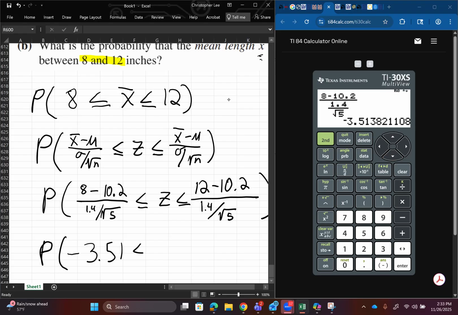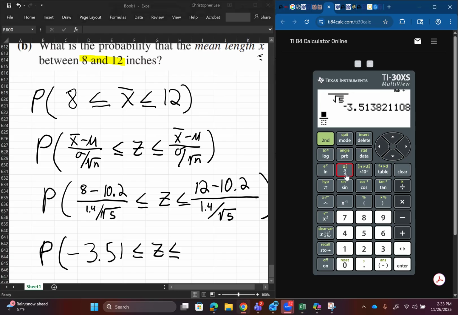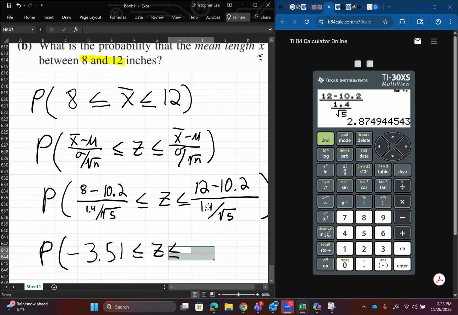3.51 less than or equal to z less than or equal to, let's do the other one, right? So again, you want to hit that fraction button, right? Then we're going to do the 12 minus 10.2. Then you want to go down and hit the fraction button again, right? And then we're going to do the 1.4. Then you're going to go down and do second square root and then the 5, right? After that, hit enter. Let's see what we get. So that's the 2.87. And now we're good. Just look that up, and we're done.